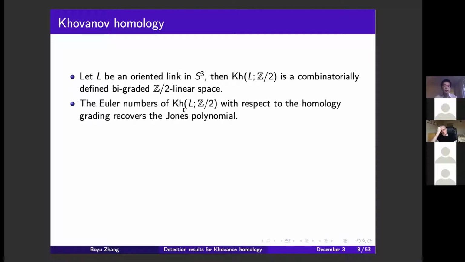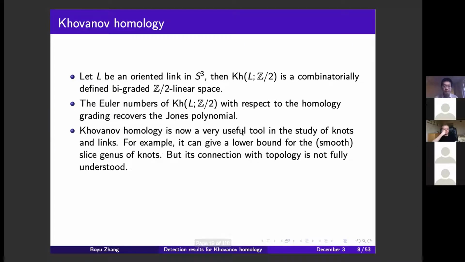And also, if we have a cobordism between two links, then there's an associated morphism between the corresponding Khovanov homology. So in this sense, Khovanov homology also has a certain kind of functoriality property. It is now known that Khovanov homology is a very useful tool in the study of knots and links.